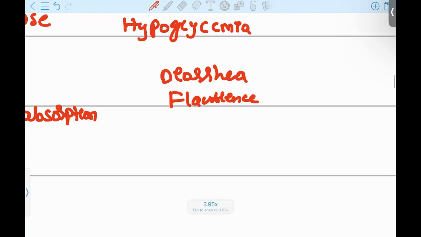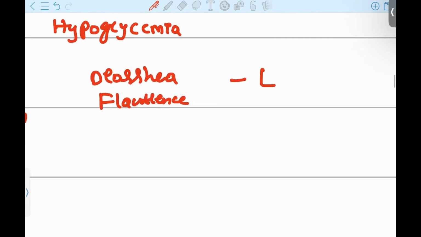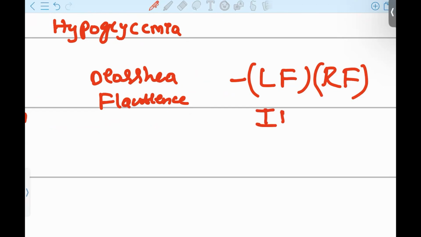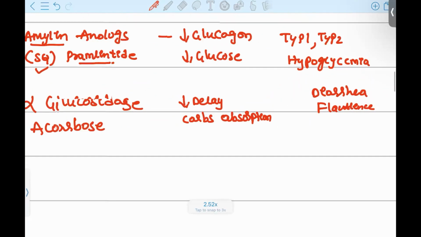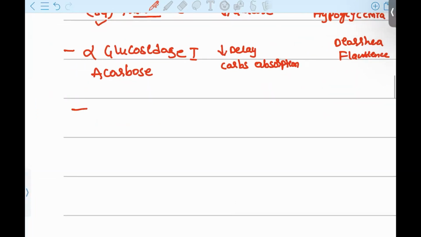That's why the main mechanism is in the intestines, right? So never give these drugs to renal failure patients or liver failure patients. And those who are suffering from inflammatory bowel disease, please don't give these drugs. Okay. Alpha glucosidase inhibitors are not given in those conditions. Okay. Next, the last one is your thiazolidinediones.